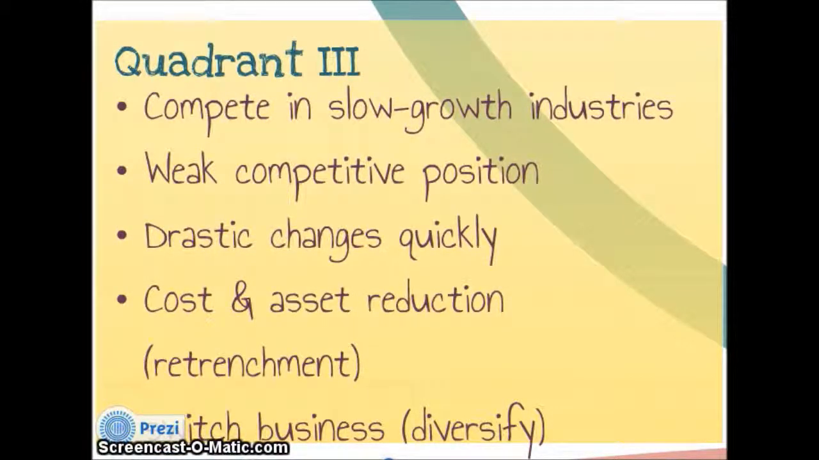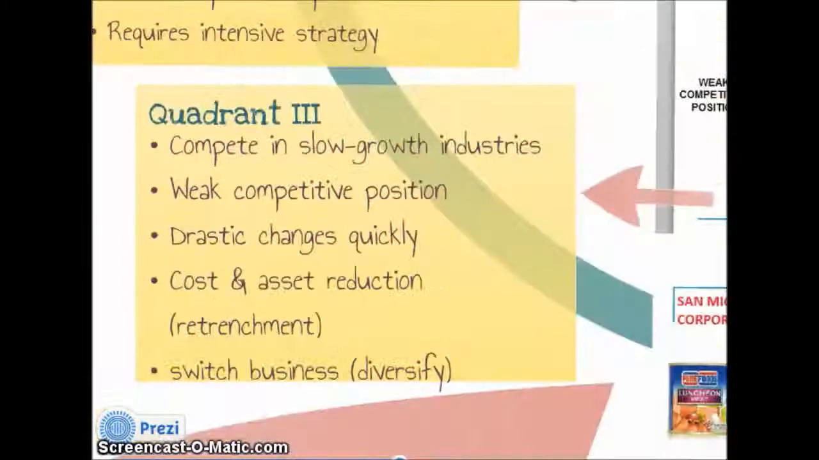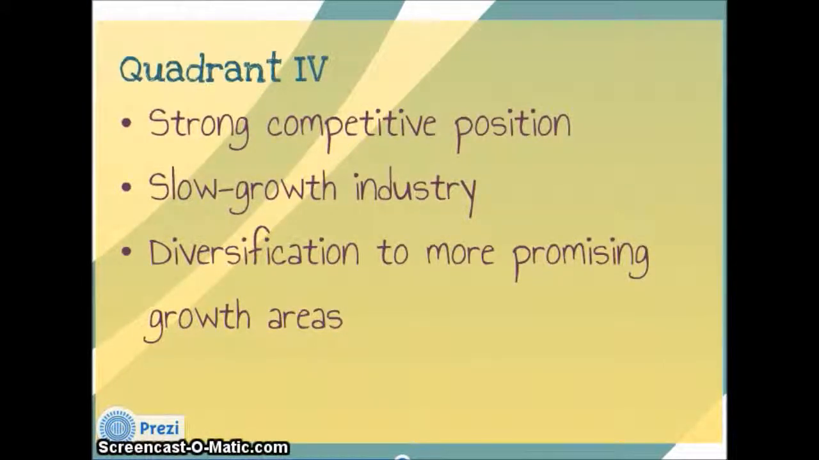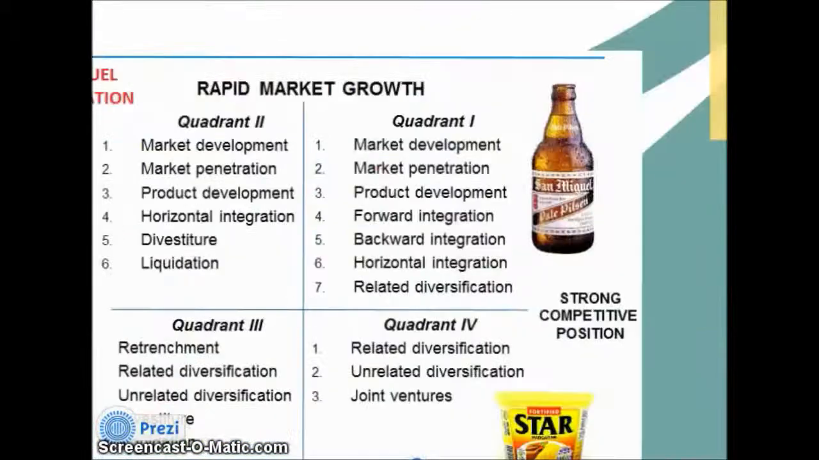Firms or products in quadrant 3 are those that compete in slow growth industries and have weak competitive position. These firms and products must make some drastic changes quickly to avoid further decline and possible liquidation. Extensive cost and asset reduction should be put first. Second choice is to switch business or diversify. In quadrant 4, these are businesses that have strong competitive position but are in slow growth industry. These firms have the strength to launch diversified programs into more promising growth areas.